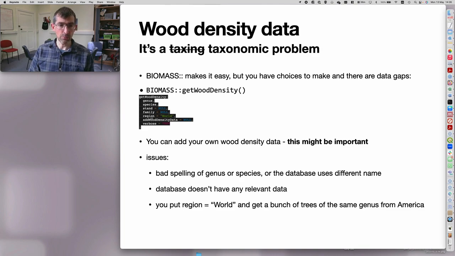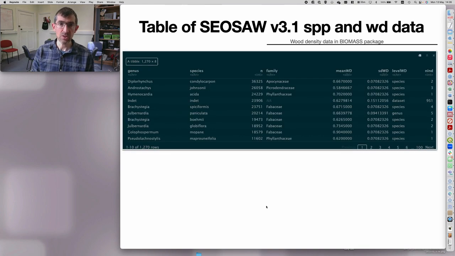And the default for region is world. So if there's a tree of a similar genus, but from a different continent, it will use wood density data for that genus, even if it's a completely different type of tree. So you can change region and look up wood density data only using the data from a particular continent or even subpart of a continent. And I recommend you mostly do that. Don't use the default of world.